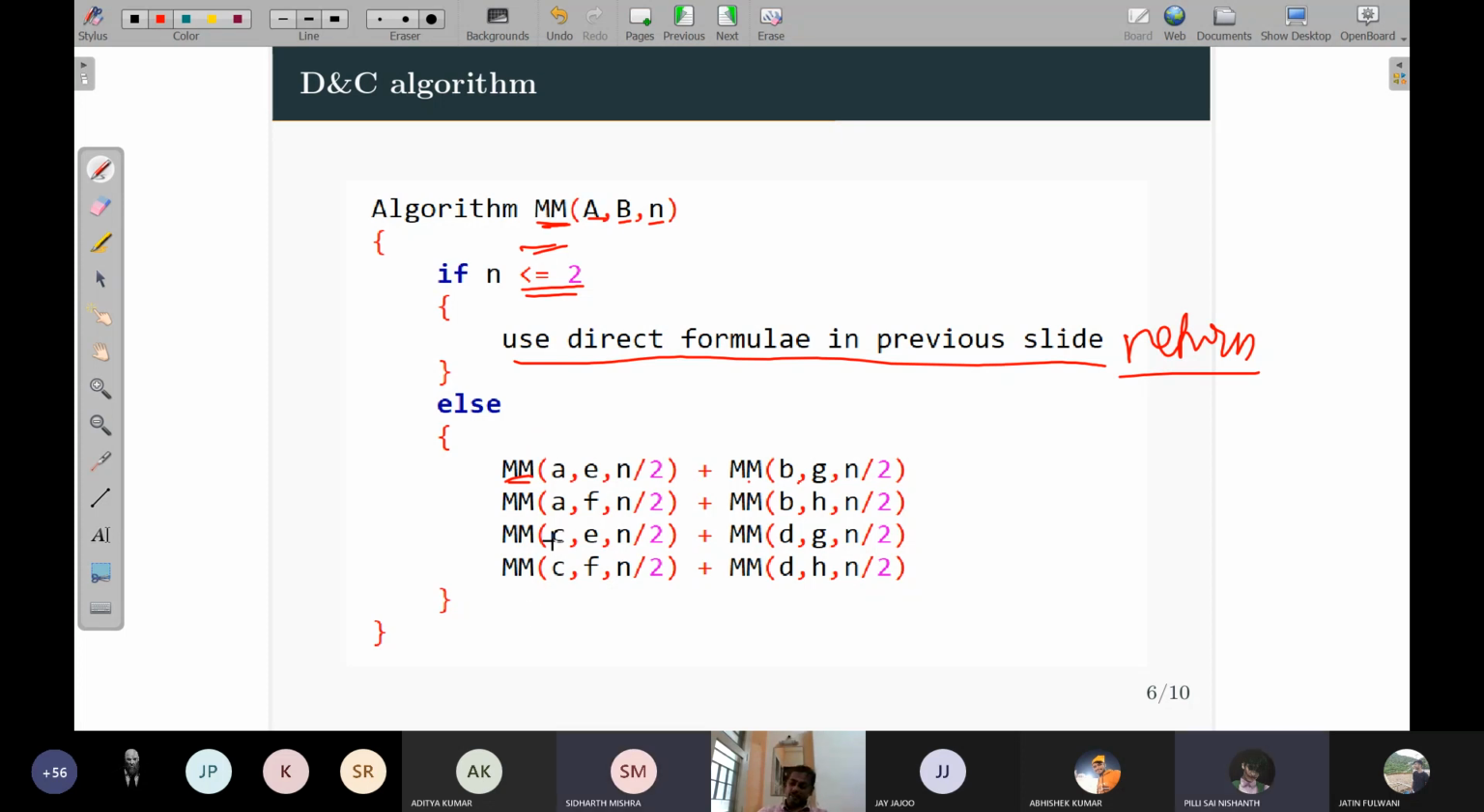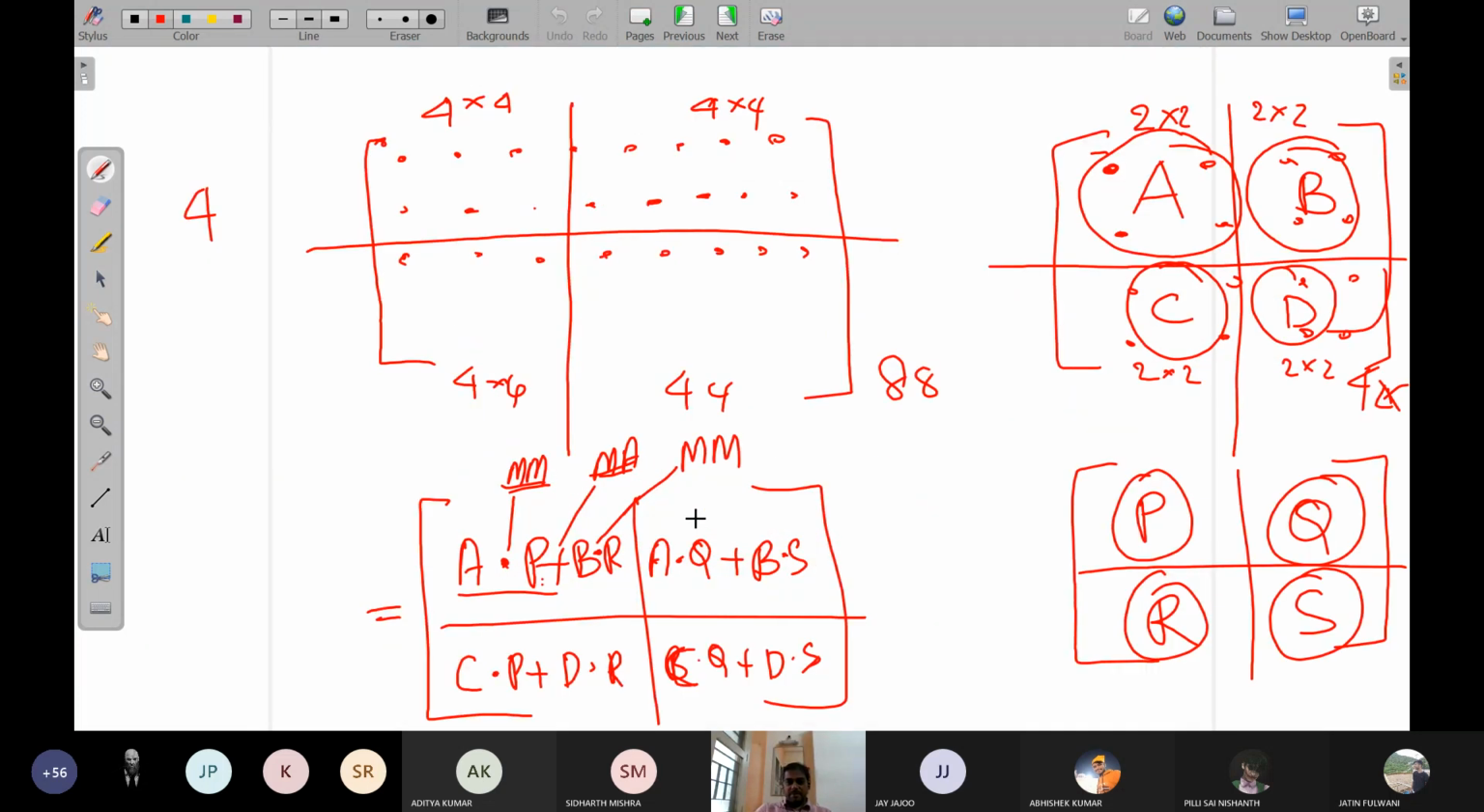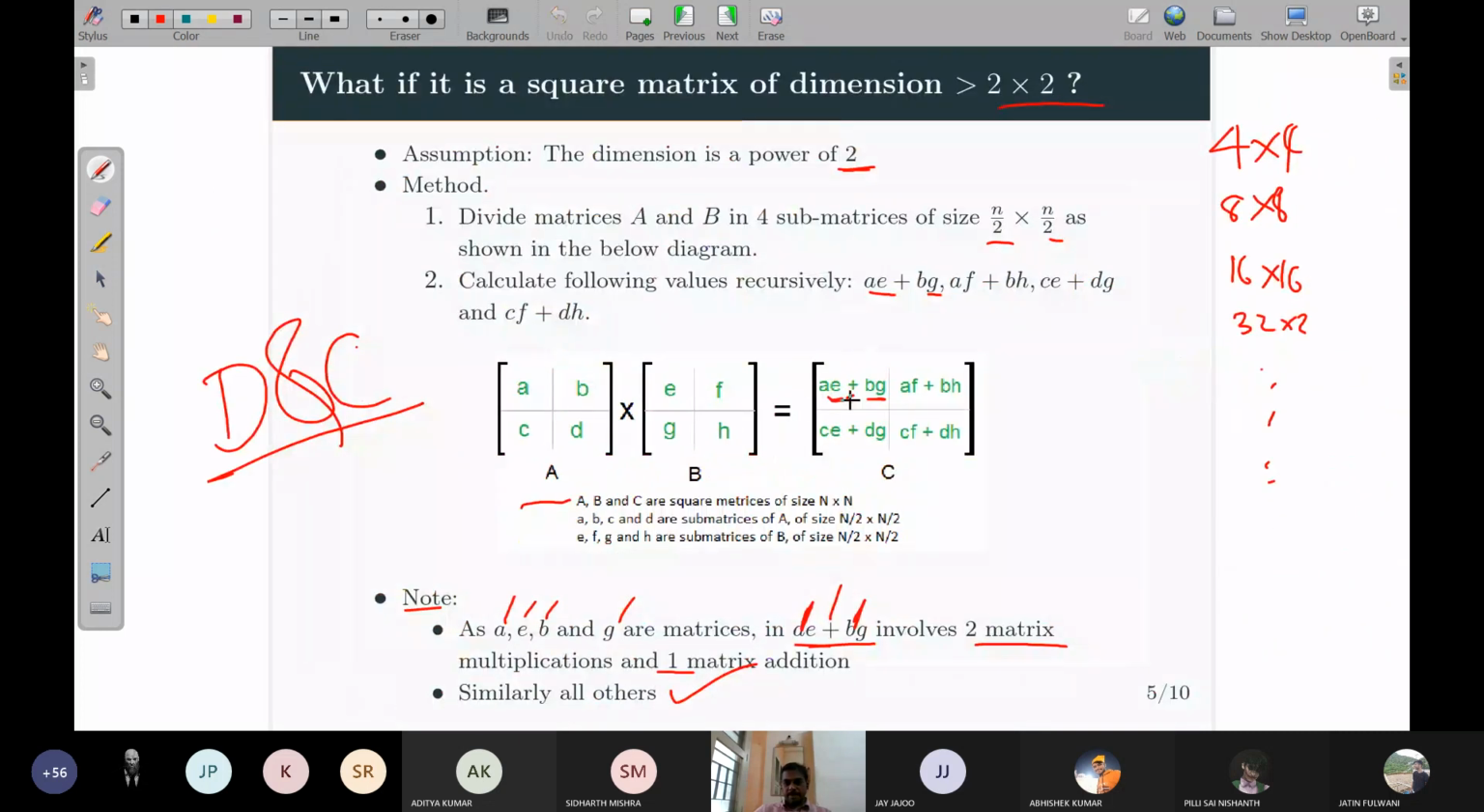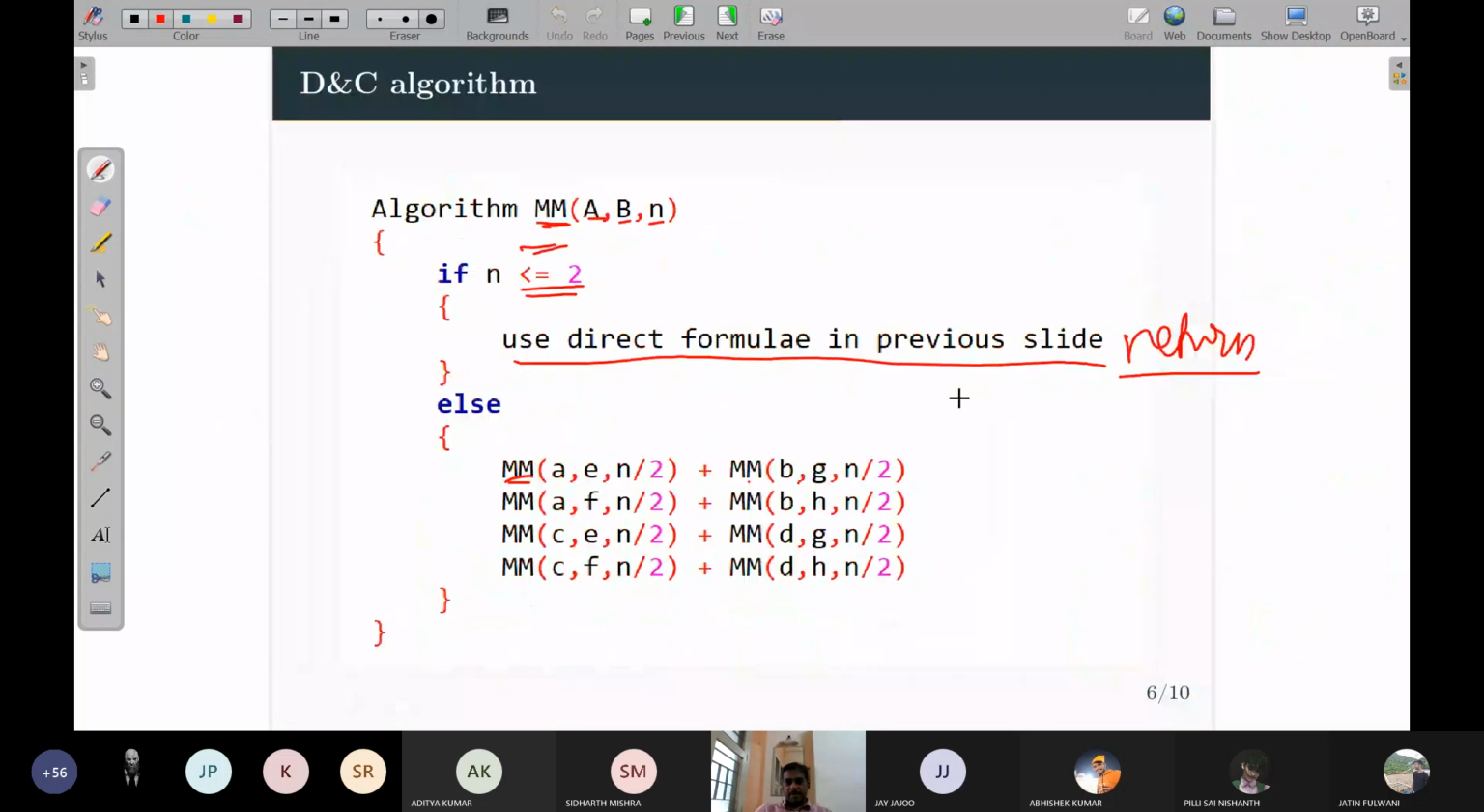Matrix multiplication AE n by 2, BG n by 2, AF n by 2, same thing. AE BG, AF BH, like that. This will be the second, this will be the third, and this will be the fourth.